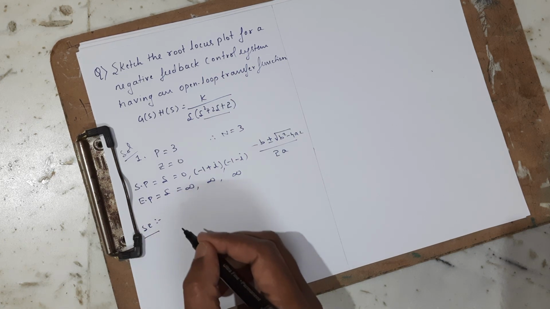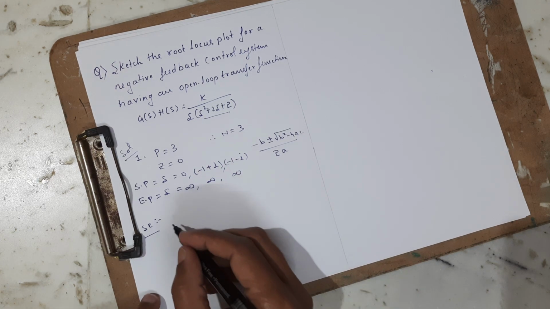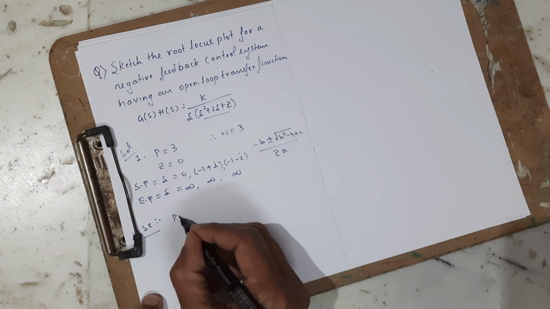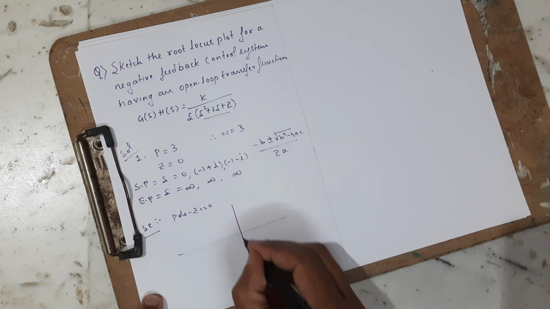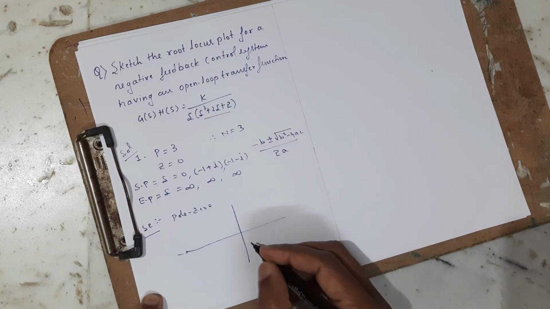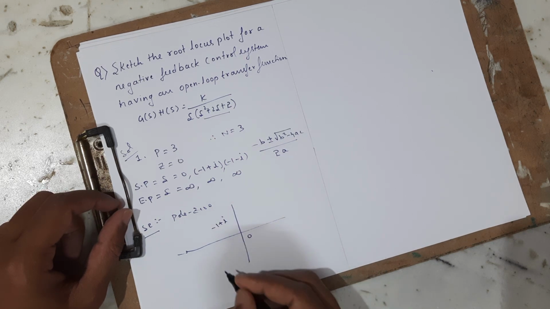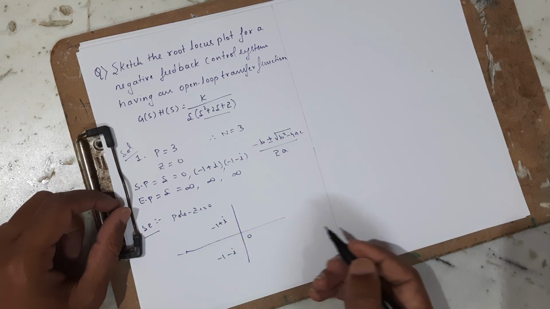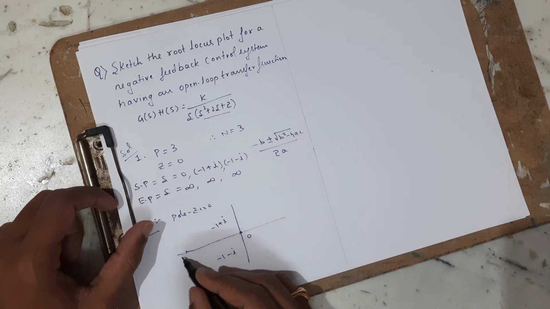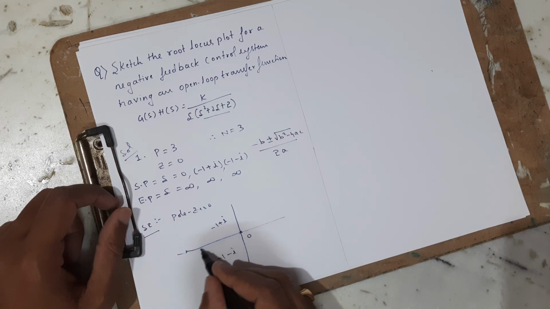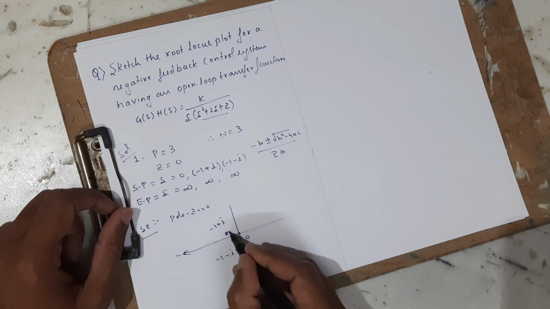Next, step number 2. We are going to plot the pole-zero plot to predict the root locus on the real axis. We have to draw the pole-zero plot like this. The poles are 0, then minus 1 plus j, and minus 1 minus j. There is only one root on the real axis, therefore root locus is possible on this real axis.